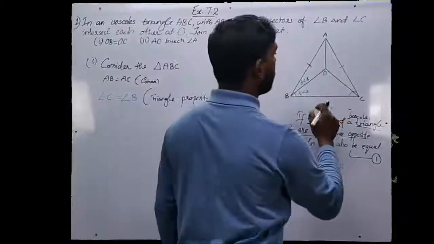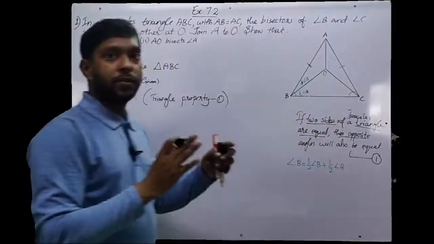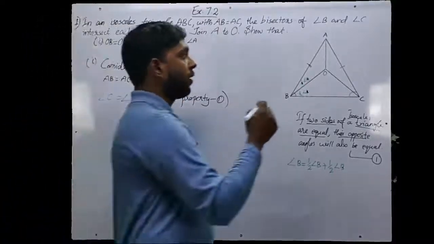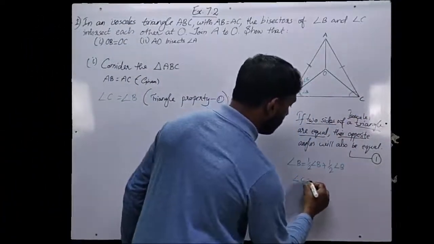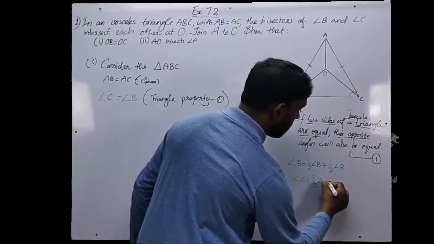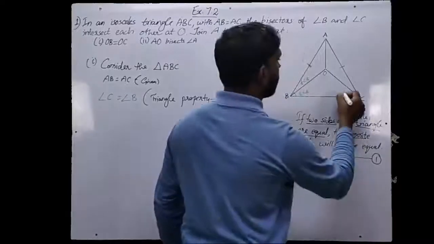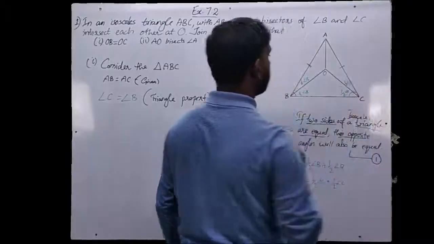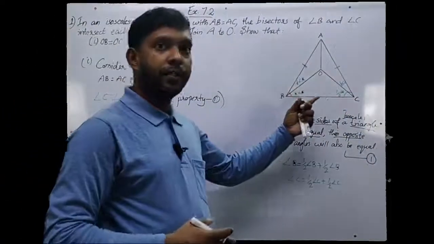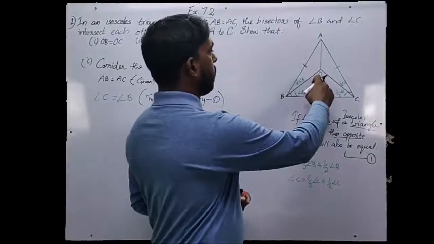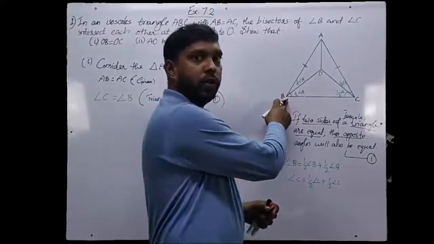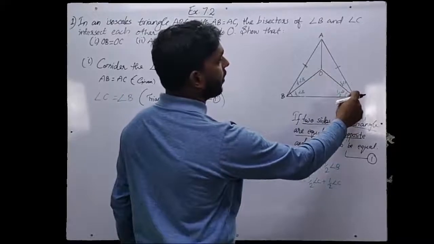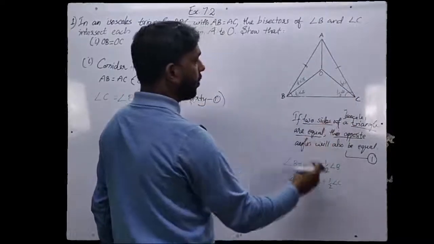Similarly, we can look here as well. OC is a bisector. That means OC is dividing the angle C equally into two parts. So we can write angle C is equal to half angle C plus half angle C. Looking at the picture, we understand that the bisector OB is dividing angle B equally into two parts. Also, the bisector OC is dividing angle C equally into two parts. We have already discussed it.